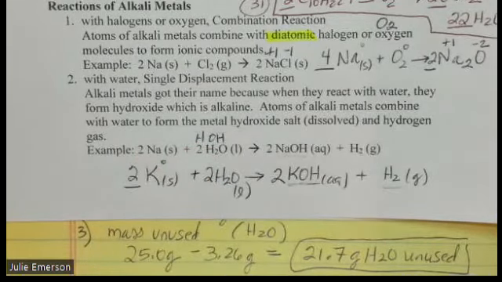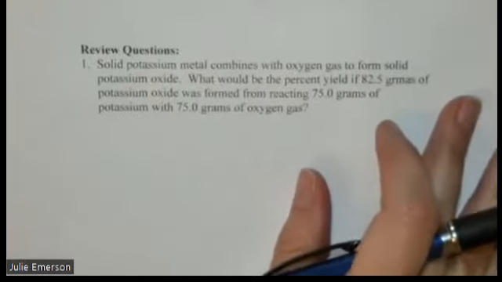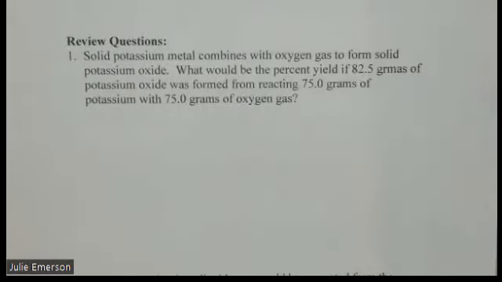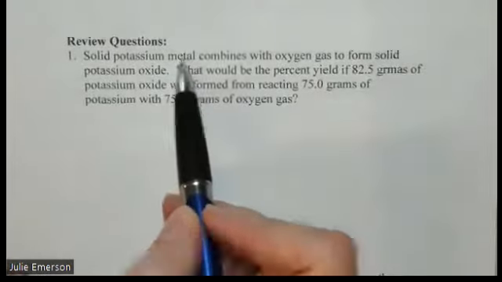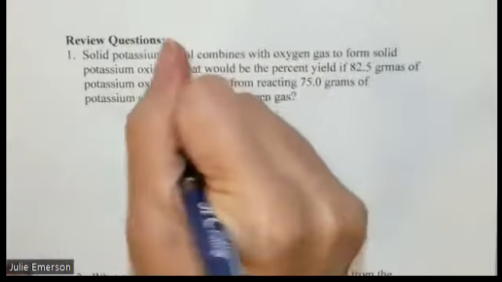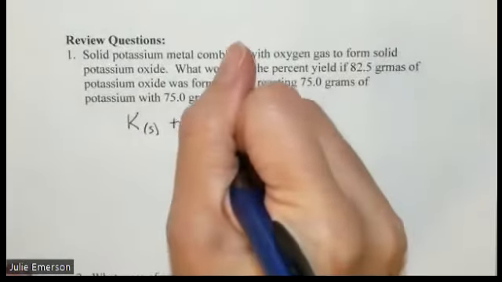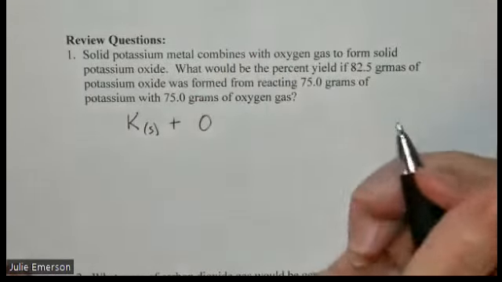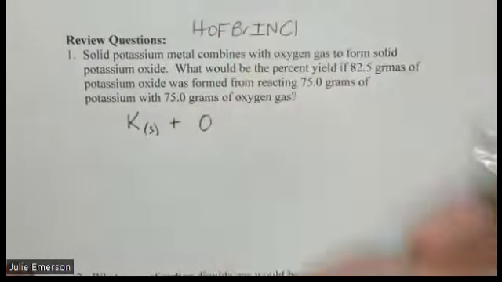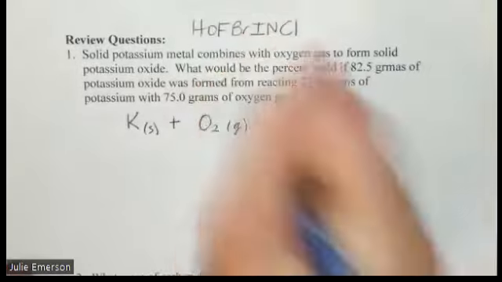Okay, so if that's good, then we're going to go to the last page, and we've got some review questions. We're going to do a little bit of equation writing, and we're going to do some more stoichiometry just to wrap up the chapter. So this one says we've got solid potassium metal. All right, so potassium is K, metal means we've got a solid, combines with oxygen gas, and instead of just O, right, oxygen is part of Hofbrinkel. So Hofbrinkel, those are our 7 diatomic elements, so we have to put it as O2.